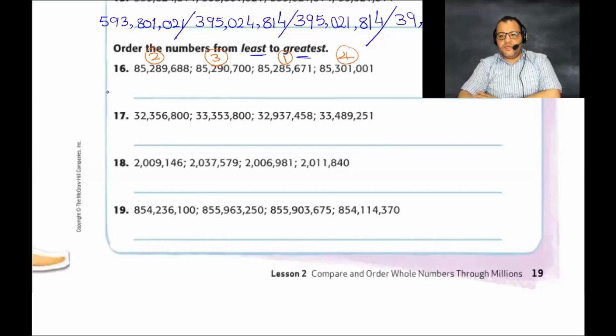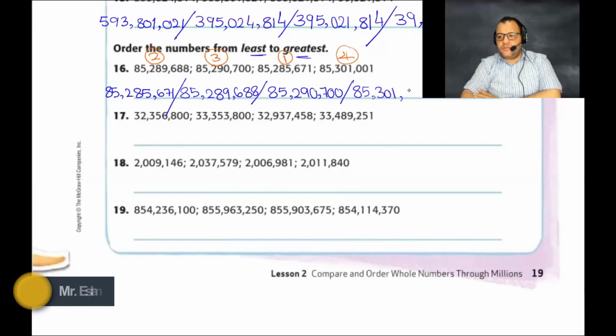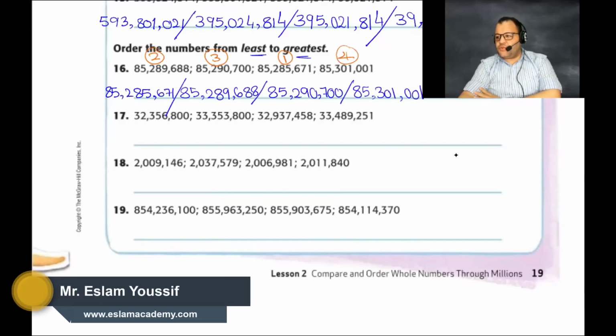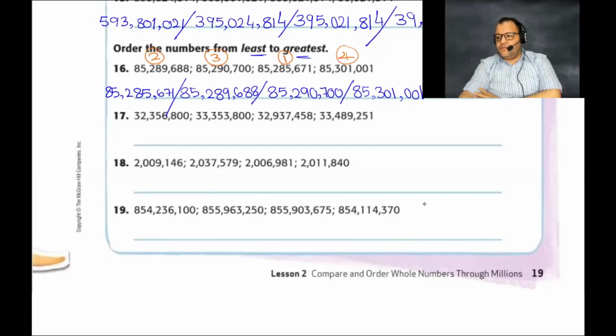The smallest number is 85,285,671. The second number, 85,289,688. Number 3, 85,290,700. Number 4, 85,301,001. Any problem for this one? Malik, can you solve this one with me? Yes. Okay, solve this one, please.